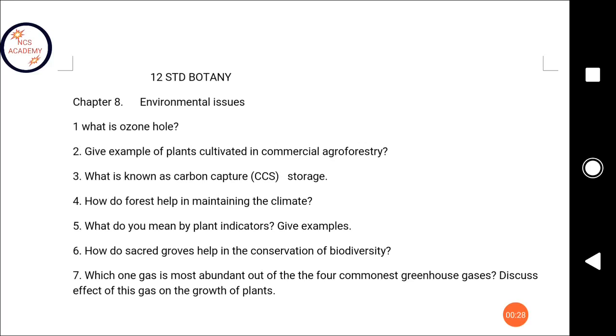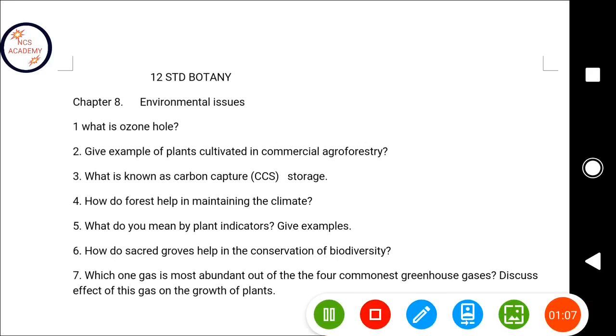How do forests help in maintaining the climate? Likewise, what do you mean by plant indicators? Give examples. Instead of these questions, we are going to discuss the water crisis and advantages of rainwater harvesting. The seventh one, which gas is most abundant out of the four commonest greenhouse gases? Discuss the effect of this gas on the growth of plants. These questions we are going to discuss in this session.